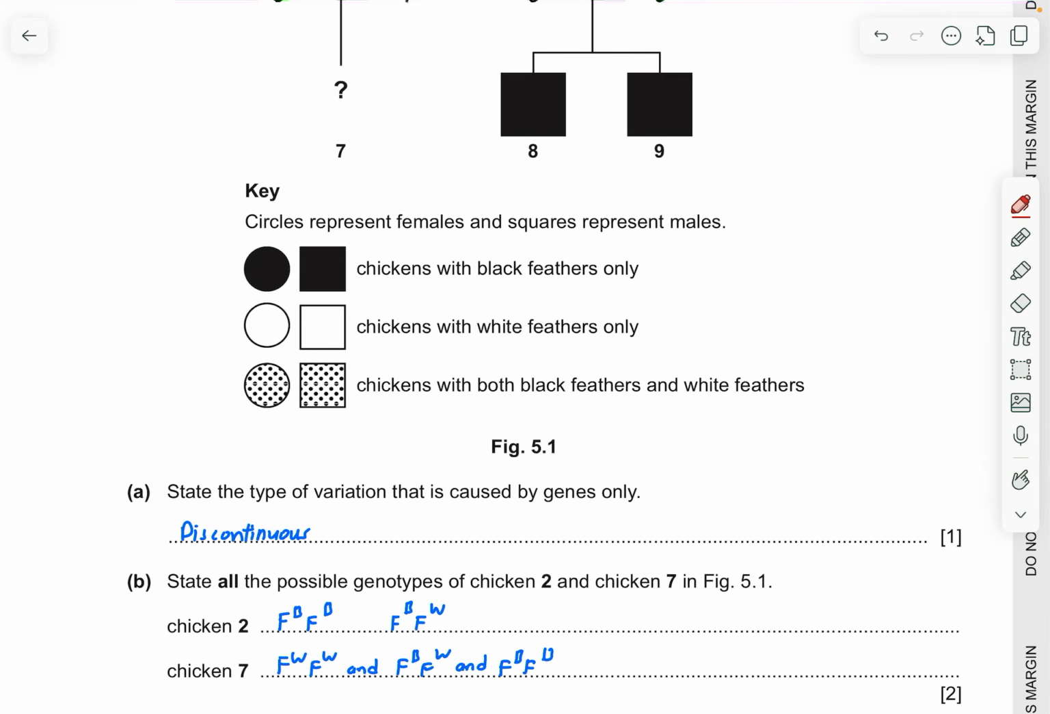So state the types of variation that's caused by genes only. Caused by genes only is mainly discontinuous variation, like your blood group, the ABO blood group. This is discontinuous variation and mainly caused by genes.